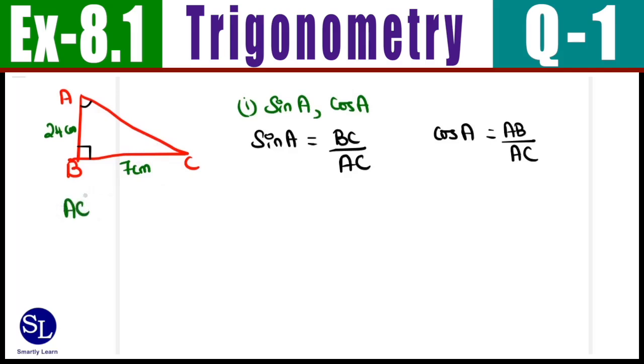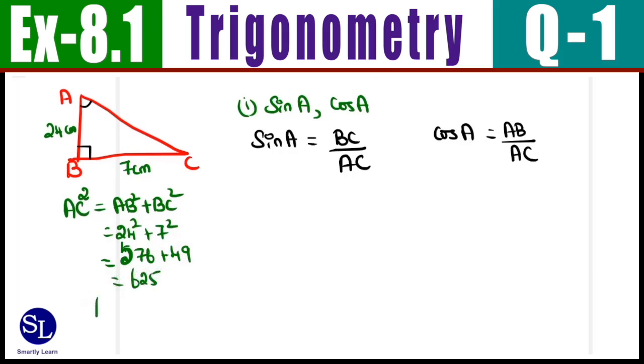So here we are applying Pythagoras theorem. So AC squared is going to be AB squared plus BC squared. This is 24 squared plus 7 squared. So this is 576 plus 49, which is equal to 625. AC squared is 625, which means AC is just 25. Now let's substitute the values because everything else is known for us. So sin A is going to be 7 by 25 because BC is 7. Now cos A is going to be equal to 24 by 25.